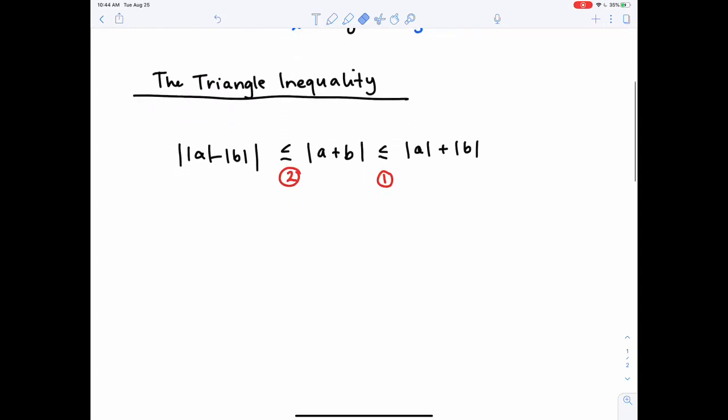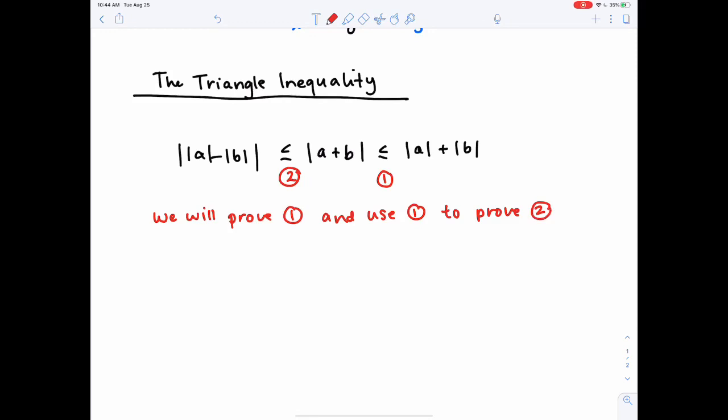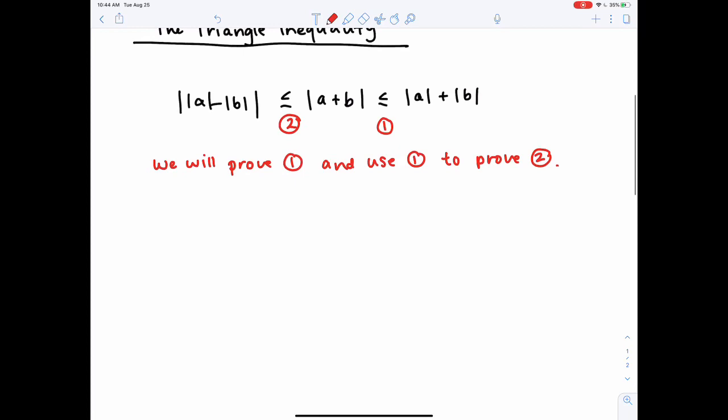The way that this proof is going to go, we will actually prove 1, and then we'll use the first inequality to prove inequality number 2. So let me write that out. We will prove 1 and use 1 to prove 2. And there are some important facts that we're going to use in our proof.